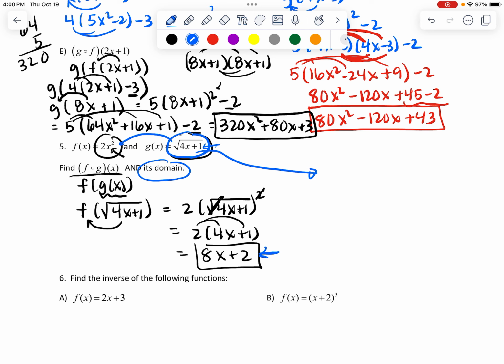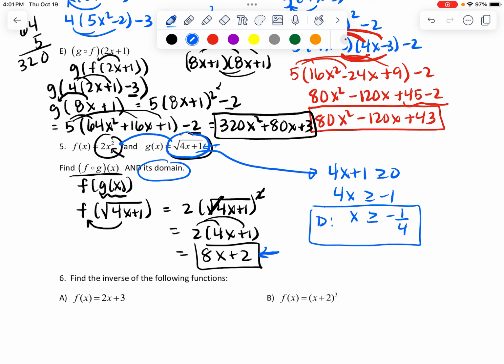So how do I find the domain of that? Remember, square roots can't be negative, so I'm going to take that 4x plus 1 and force it to be greater than or equal to zero. If I subtract 1 from both sides, I'm going to get 4x is greater than or equal to negative 1. If I divide by 4, I'm going to get x is greater than or equal to negative 1/4. So your domain is x is greater than or equal to negative 1/4.